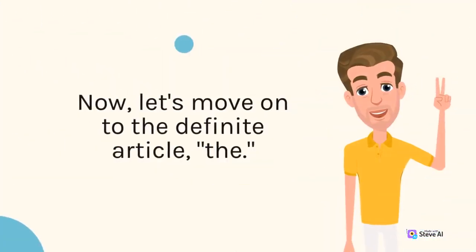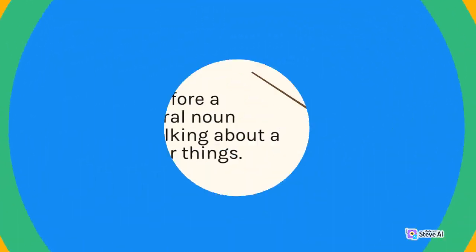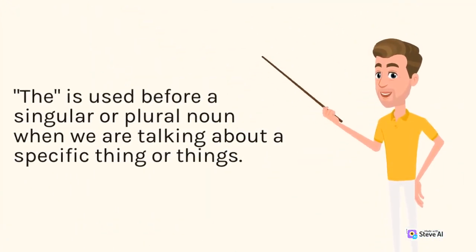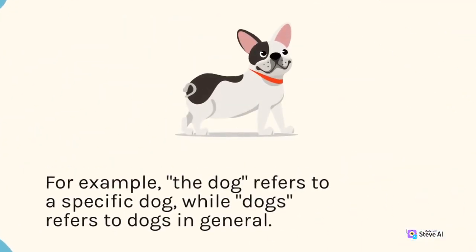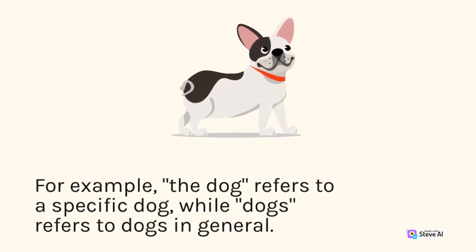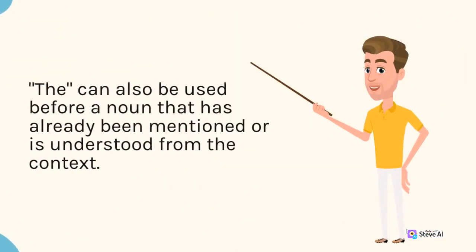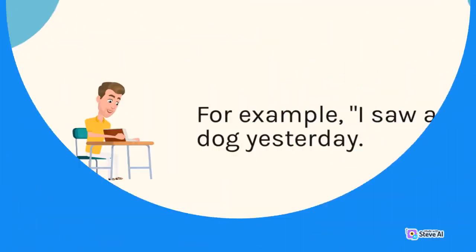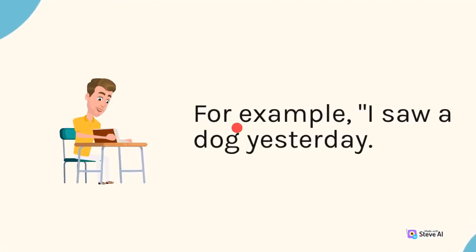Now, let's move on to the definite article, the. The is used before a singular or plural noun when we are talking about a specific thing or things. For example, the dog refers to a specific dog, while dogs refers to dogs in general. It can also be used before a noun that has already been mentioned or is understood from the context. For example, I saw a dog yesterday. The dog was very friendly.